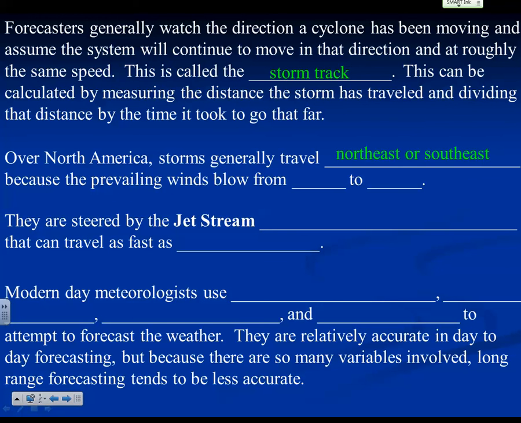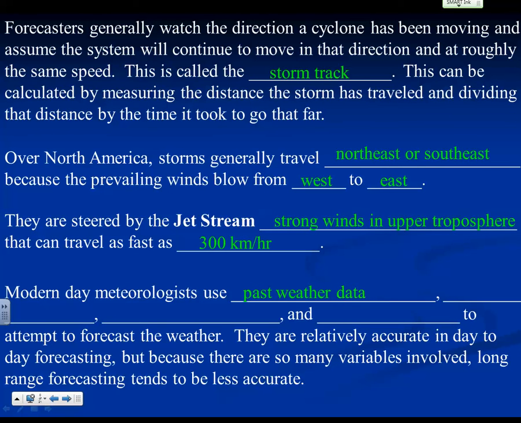Over North America, our storms generally travel northeast or southeast because the prevailing winds blow from west in general to east. They're steered by the jet stream. We know that. The strong winds in the upper troposphere, we talked about that. And the jet streams can travel pretty fast.